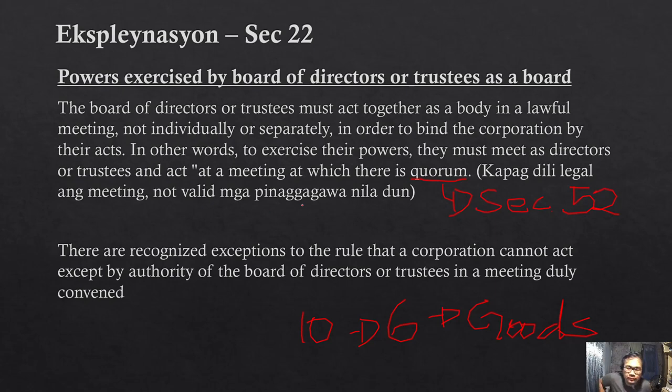Now, sa ating corporation code, unless otherwise provided sa kanilang bylaws, sa kanilang articles of incorporation, ang quorum shall constitute the majority. So kapag may 10 board of directors, board of trustees, then kailangan 6 to constitute a quorum. Para kung ano man yung gawin nila doon, decisions within that meeting, valid. Now, pag sinabing 80% should be present to constitute a quorum, so pag 10 yung board of directors, then there should be 8. Pero pag silent naman, majority. So yan yung general idea ng isang quorum.